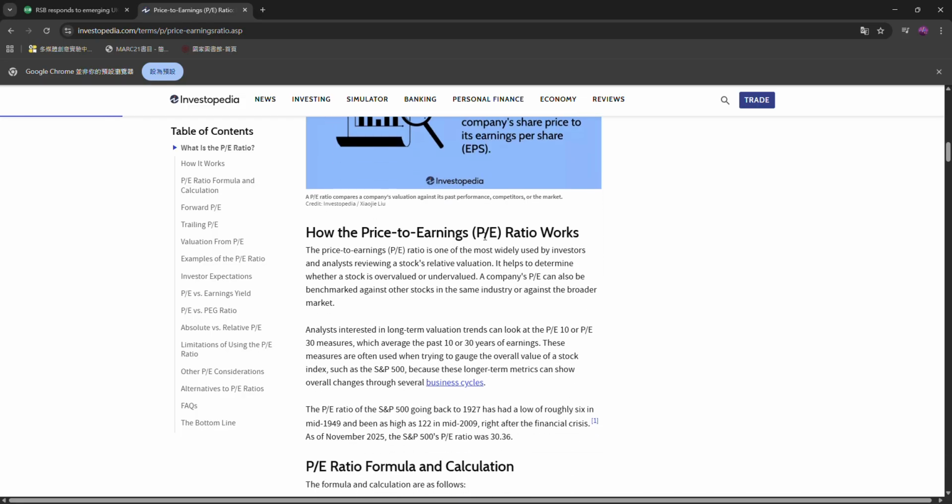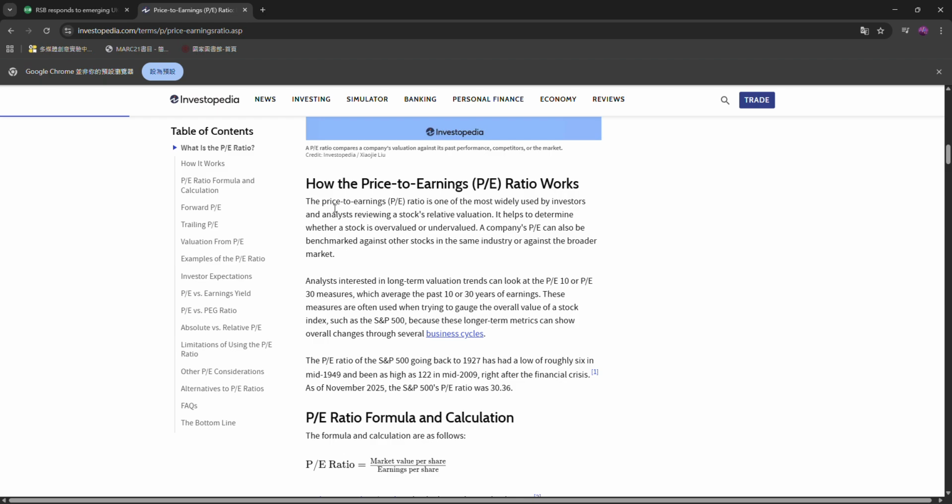How does the price to earnings ratio work? The price to earnings ratio is one of the most widely used metrics by investors and analysts reviewing a stock's relative valuation. It helps to determine whether a stock is overvalued or undervalued. The company's PE can also be benchmarked against other stocks in the same industry or against the broader market.